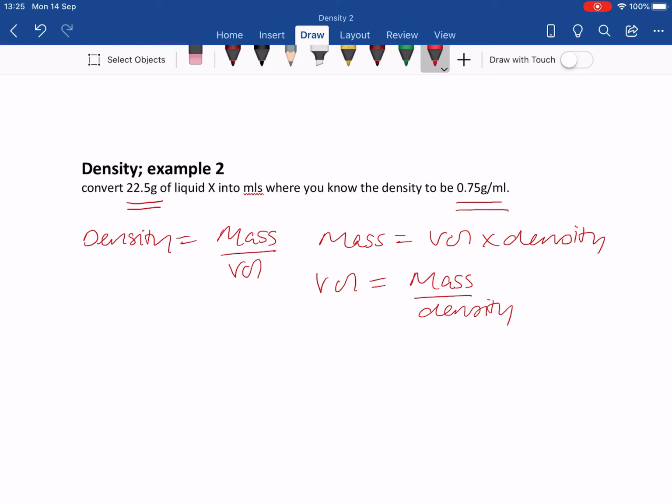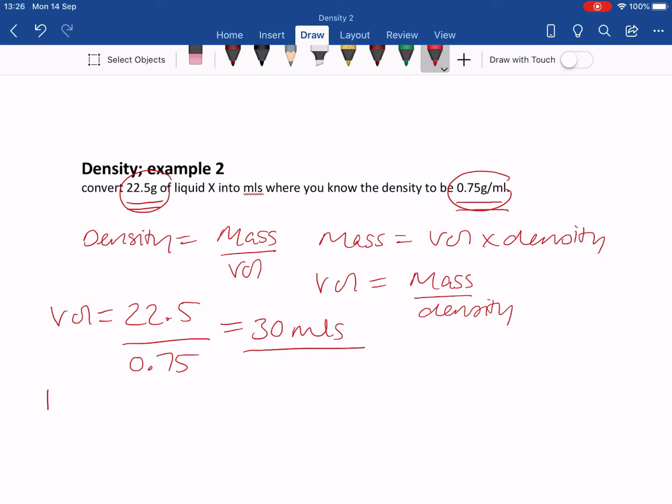So let's look at what we know and what we don't know. So the volume is equal to the mass, which we know is 22.5 grams, and the density, which we know is 0.75 grams per mil. So volume is 22.5 divided by 0.75, which equals 30 mils. We can also solve it using proportional sets.